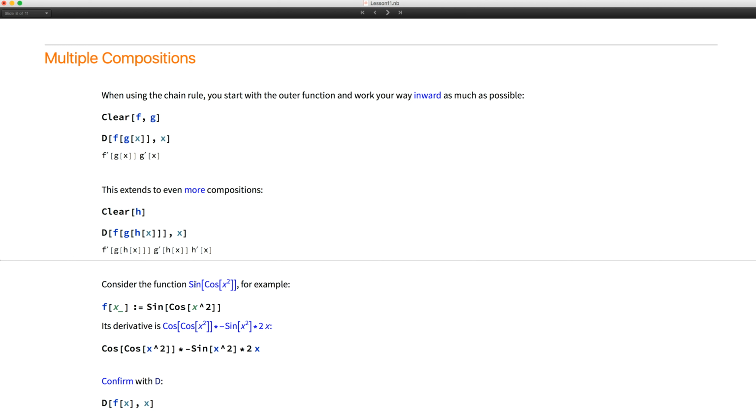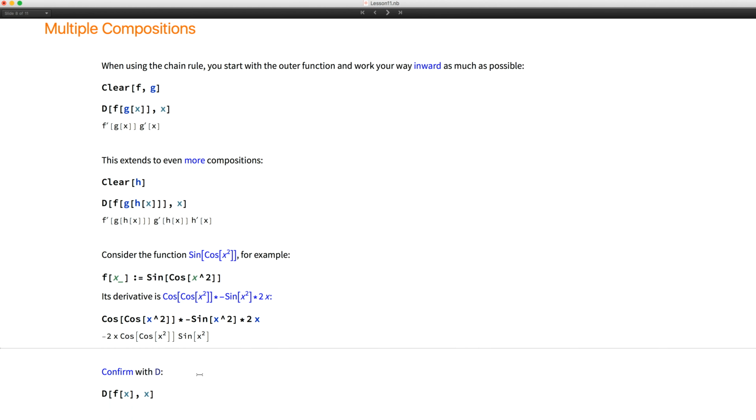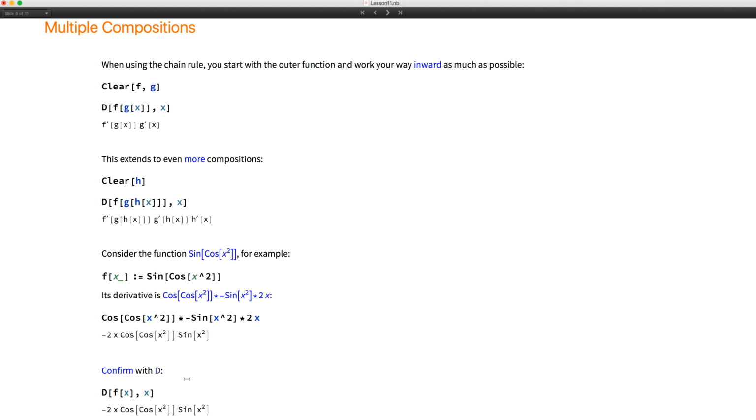So for example, if I gave you sine of cosine of x squared as your function, then the derivative would be 2x from the x squared, then negative sine of x squared from the cosine, and then cosine of cosine x squared from the outer sine over here. So the answer here is confirmed by D, and that tells you that given any long chain of compositions, you can apply just the same rule and get the result.